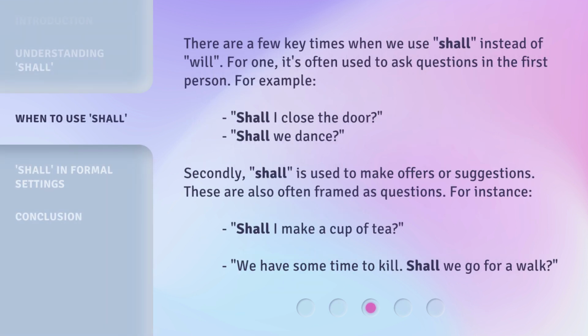There are a few key times when we use shall instead of will. For one, it's often used to ask questions in the first person. For example, shall I close the door? Shall we dance? Secondly, shall is used to make offers or suggestions. These are also often framed as questions. For instance, shall I make a cup of tea? We have some time to kill. Shall we go for a walk?